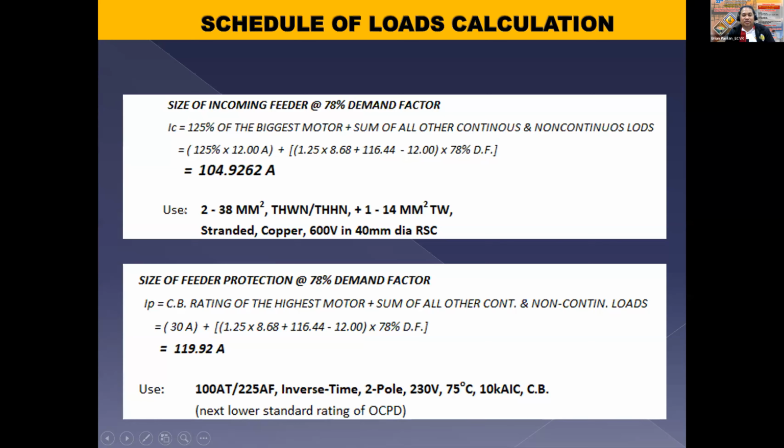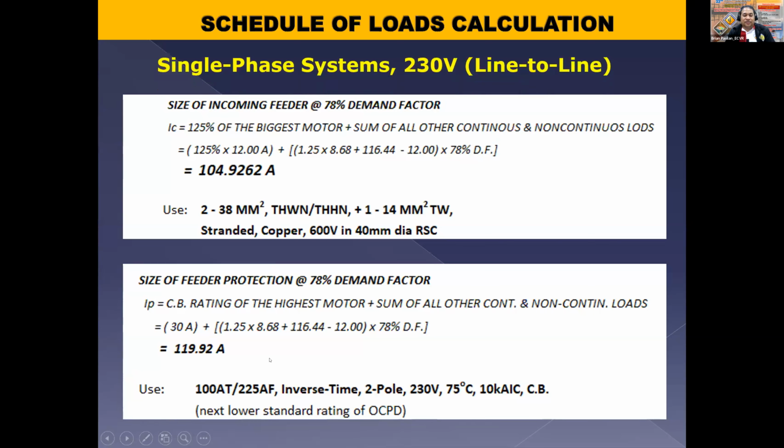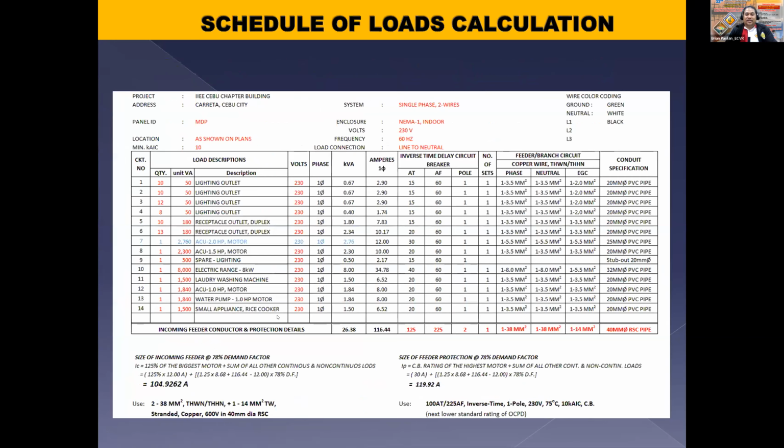So looking at the table, we need a 38 mm squared, either THWN or THN. And then for the circuit breaker, since this is a combination of loads, I am not allowed to use the next size higher. So I'll be using the next lower size. Kaya nga 100 amperes yung nilagay ko dito. Okay? So ito yung kuha natin, basis talaga natin.